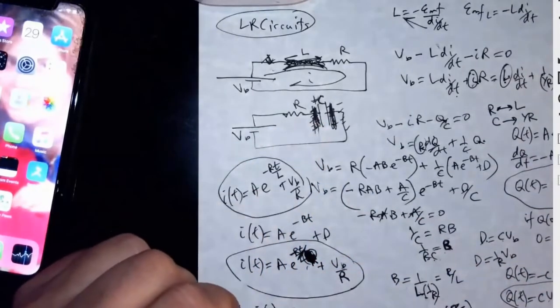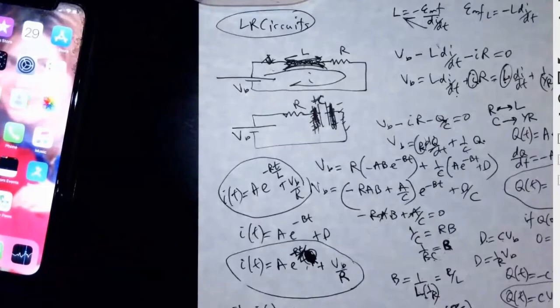Do you see? You get that, Daniel? Looks good.